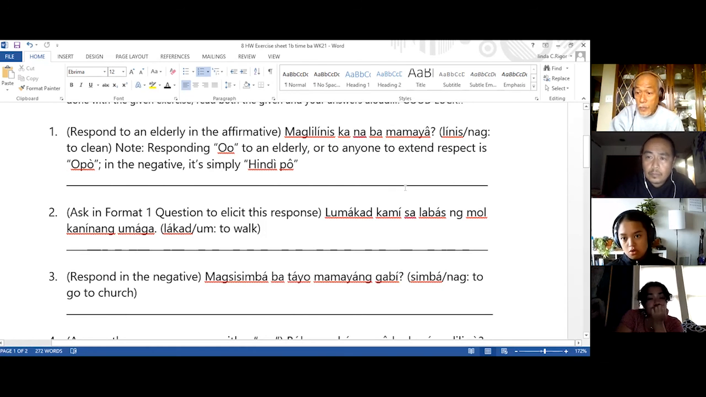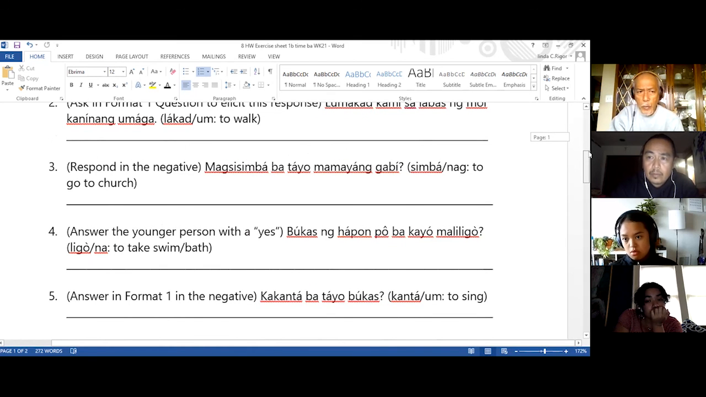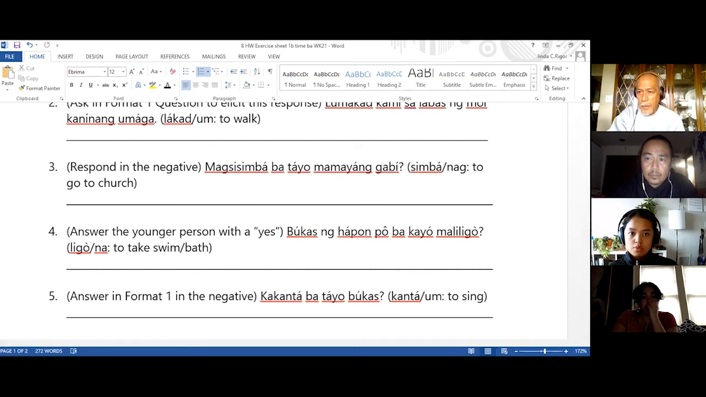So that's responding no to an elderly. So this is going to be the format of the homework that you will get. So aside from practicing coming up with your own question and answer, this is also going to be your exercise, okay? Respond in the negative, answer a younger person with a yes, okay? Answer in format 1 in the negative, all that, so that you could shift gears and be able to see if you can actually practice on that, okay? So are we good?